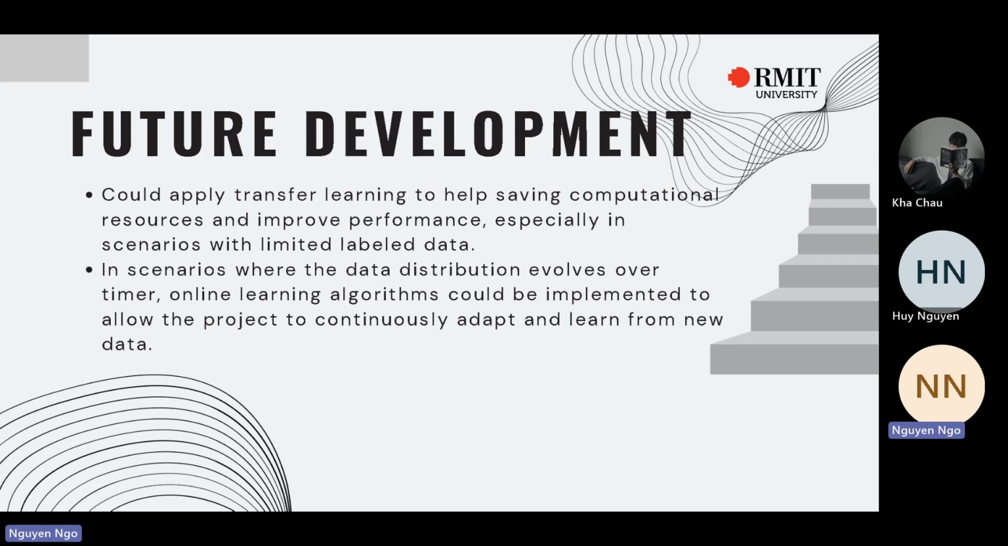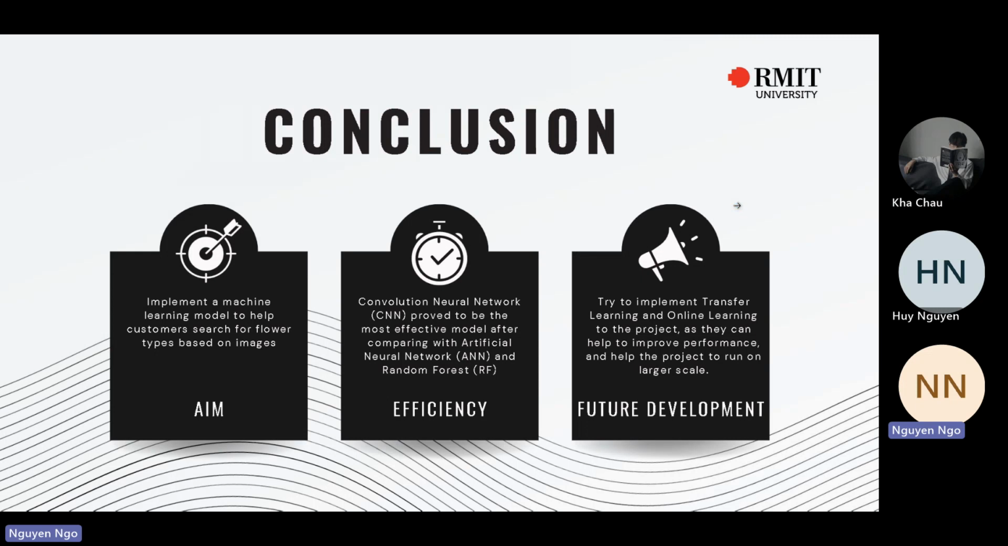For online learning algorithms, by implementing them, the project will continuously adapt and learn from new incoming data. This is particularly useful in scenarios where the data distribution evolves over time or when there is a need for real-time decision making. And to conclude, the project aimed to implement a machine learning model that would enable users to search for flower types based on images.